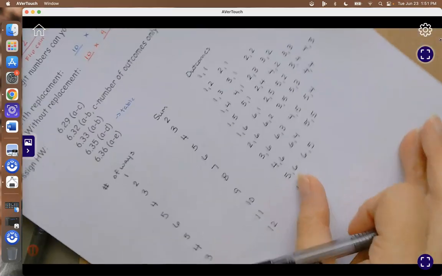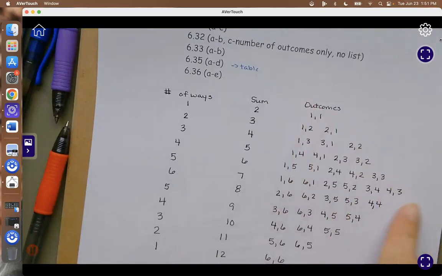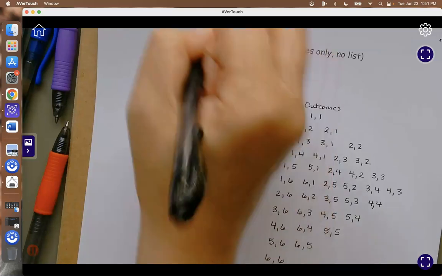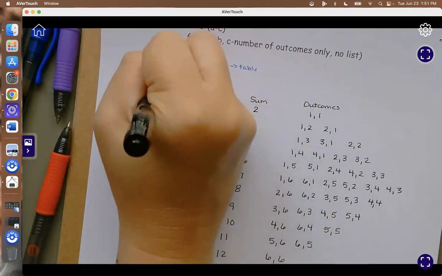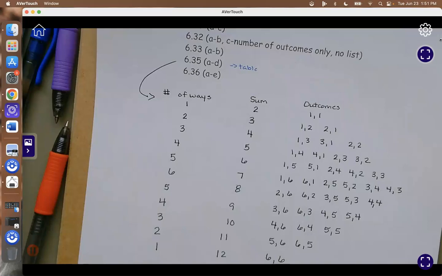And if you notice, it makes a triangle. Okay, it works its way up, then works its way back down. All right, so this is the table that goes with 6.35. Okay, I wanted to do that table with you so you would have it for the homework.